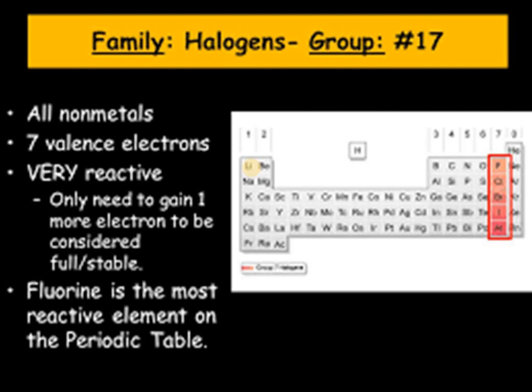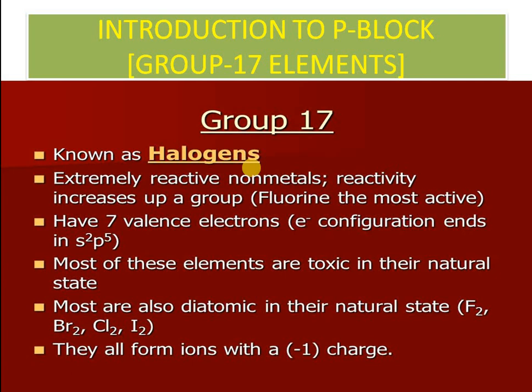There are 7 valence electrons in the outermost shell, and 1 electron short of completing the octet. Therefore, the general oxidation state is -1, apart from other oxidation states. Fluorine is the most electronegative element of the periodic table. Please do remember, fluorine is the most electronegative element of the periodic table, but it does not have the highest electron affinity. Okay, so more about halogens.